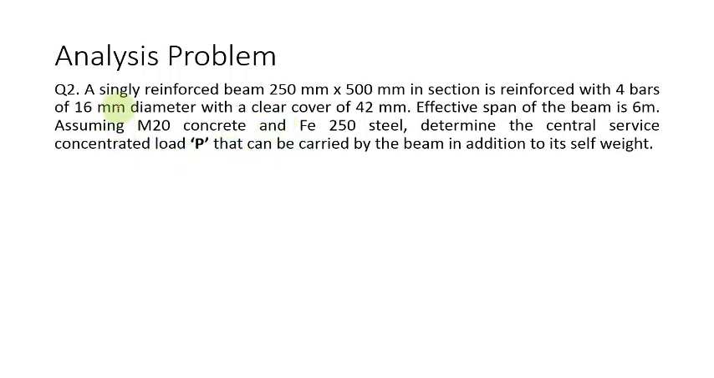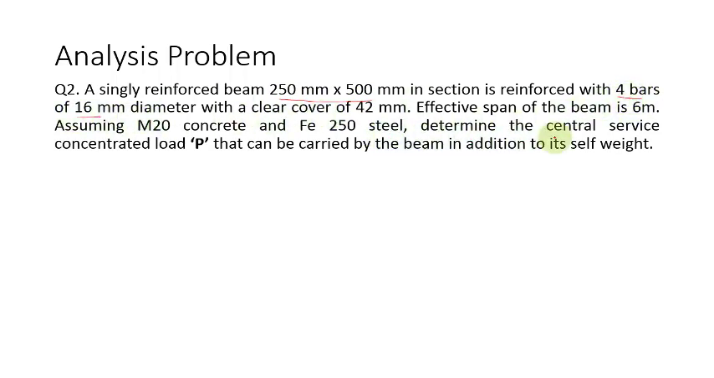We'll consider another question. The question is, a singly reinforced beam 250 mm into 500 mm in section is reinforced with 4 bars of 16 mm diameter with a clear cover of 42 mm. The effective span of the beam is 6 meter. Assuming M20 concrete and Fe250 steel, determine the central service concentrated load P that can be carried by the beam in addition to its self weight. So here also you see the cross section has been given. Now the AST is also given.